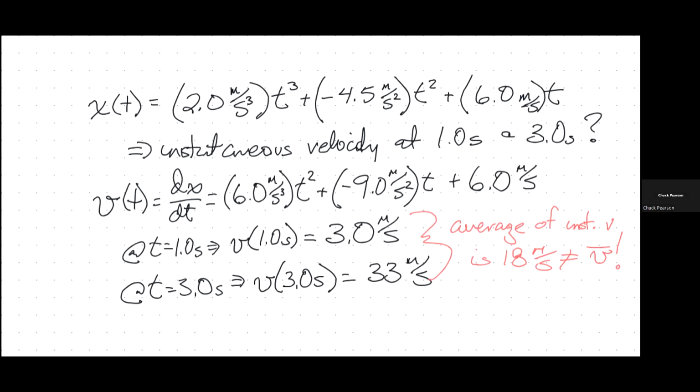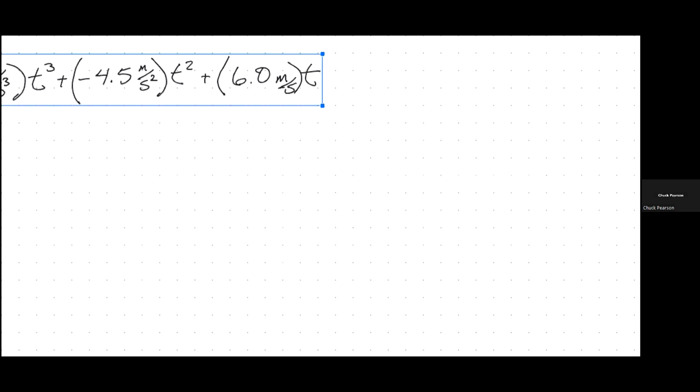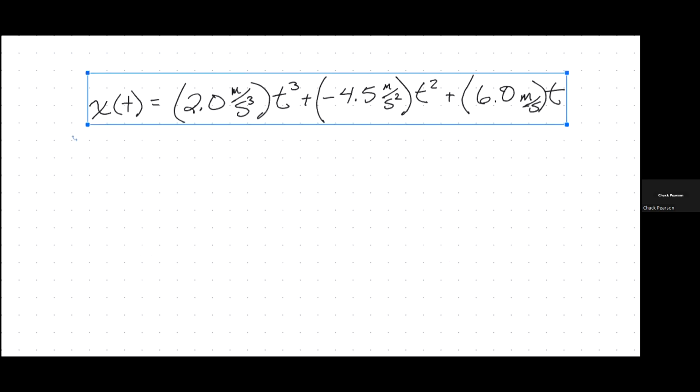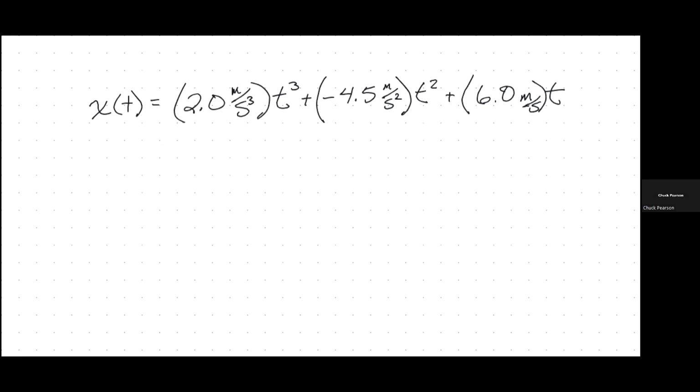Okay, let's do one more time. Okay, there's my position function. And let's add to this my velocity function.